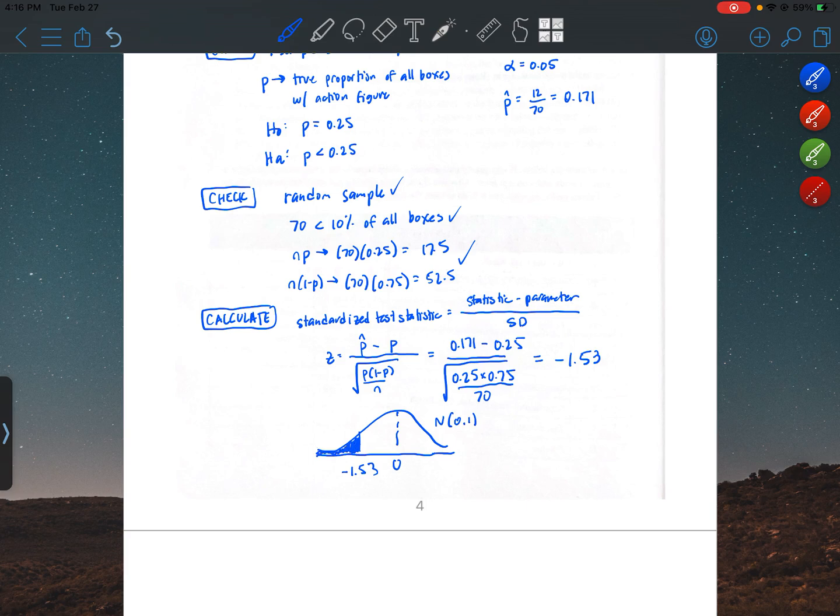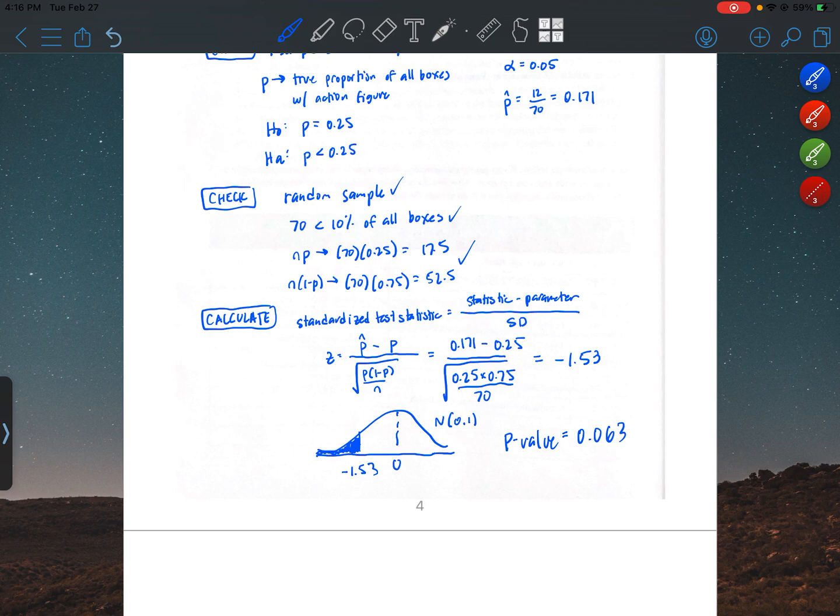Off screen, I'm just going to use normal CDF to get that tail area. So second vars, normal CDF. Lower bound will be negative 99999. Upper bound will be negative 1.53. Mean 0, SD 1. And the p-value is about 0.063.